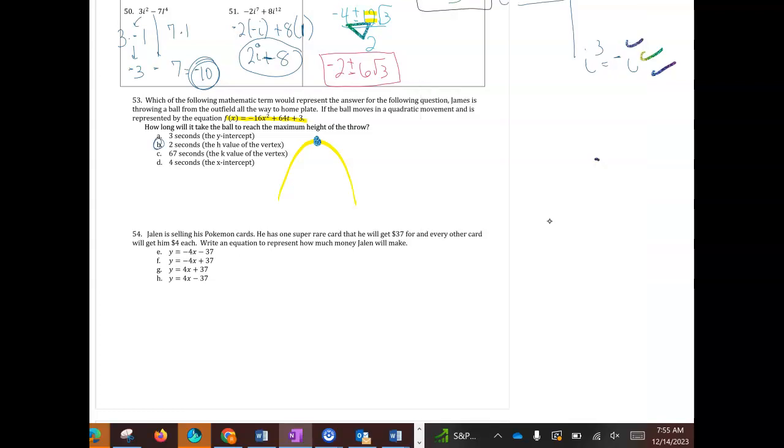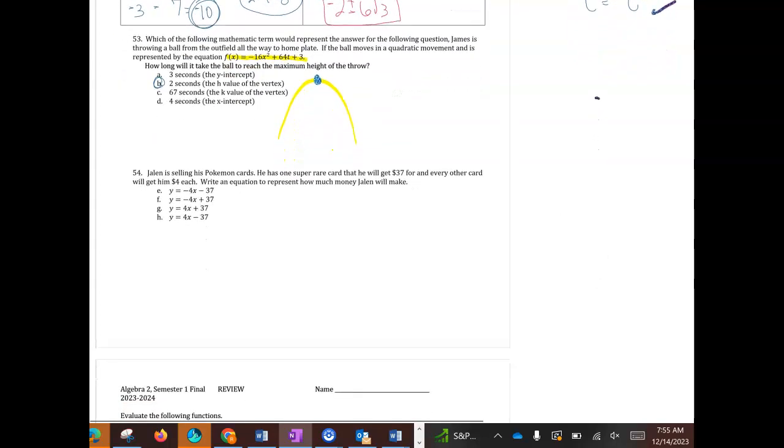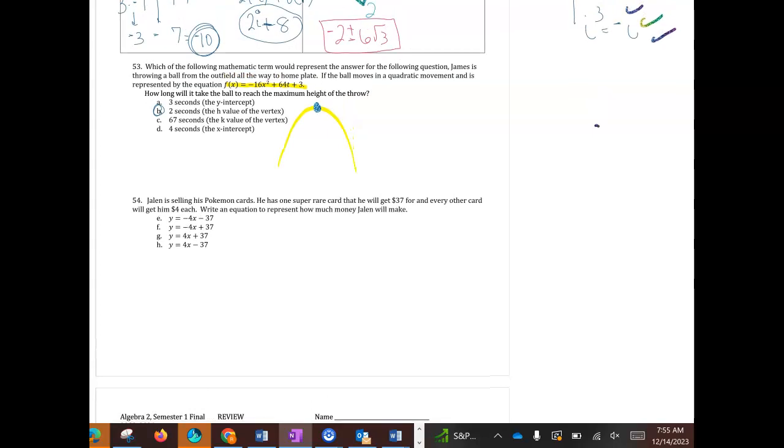The other option is I could complete the square, but I'm just going to use my graphing calculator. And then that's probably it. I'm going to let you do 54 on your own because my video time is running out.